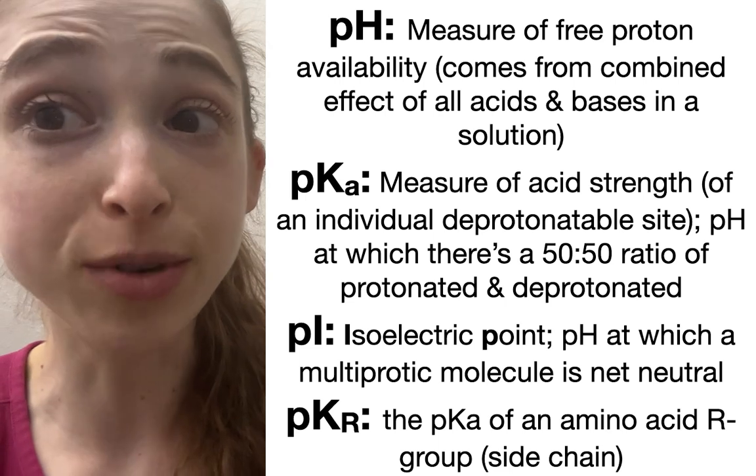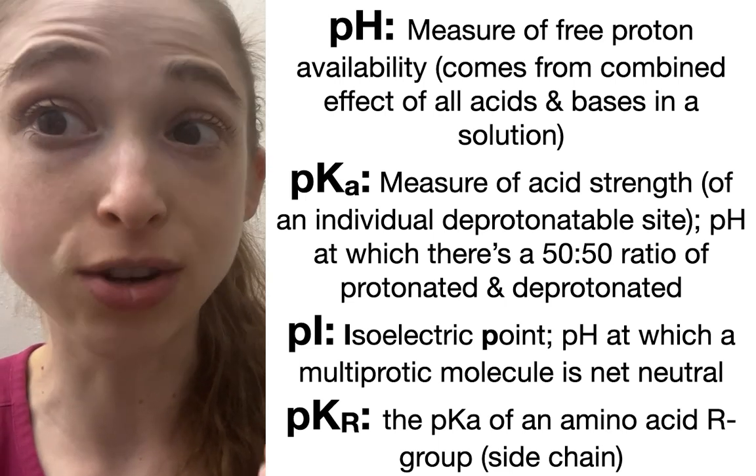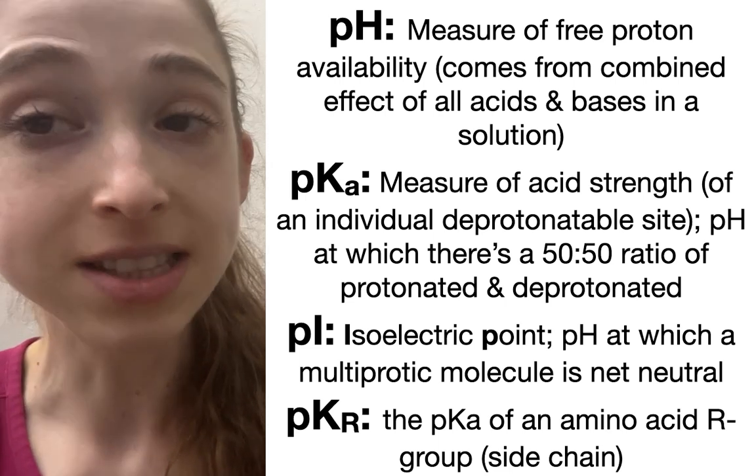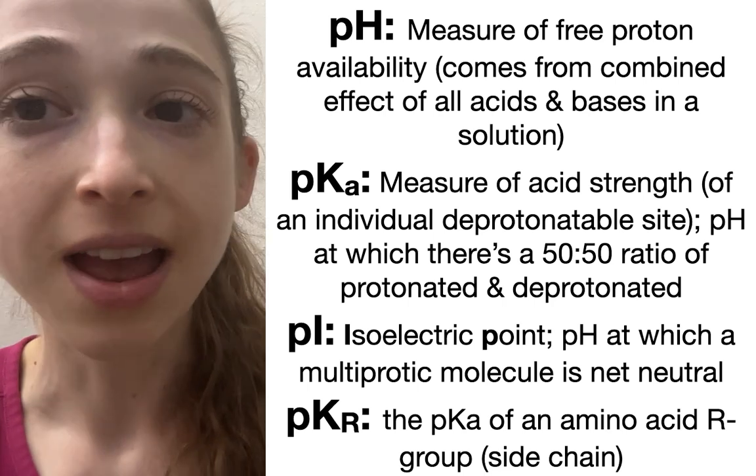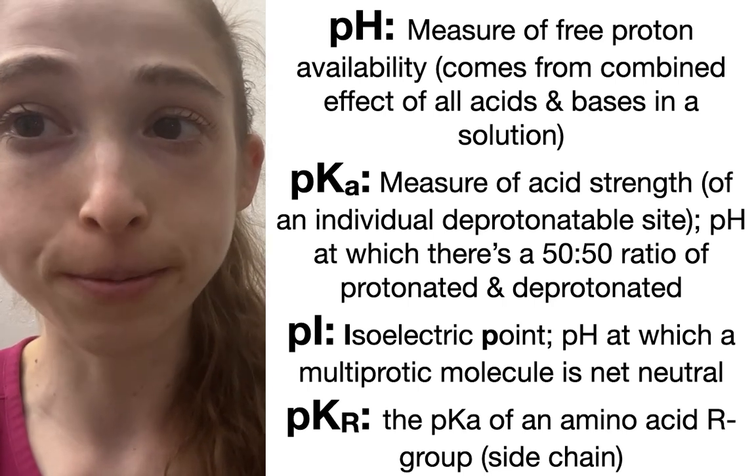pKr, that's just a term we give for the pKa of an amino acid's R group or side chain. Some amino acids have them, some don't, but that's what that's for.